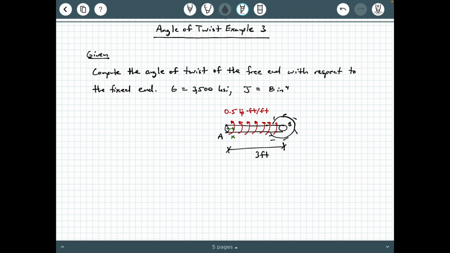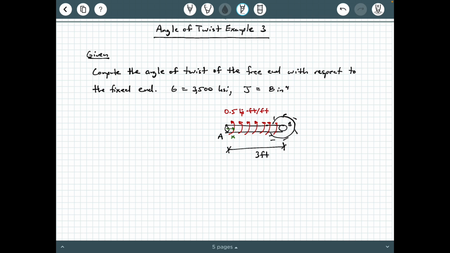In the given information, we're being asked to compute the angle of twist of the free end with respect to the fixed end. We're being told the shear modulus is 3500 ksi, and we're already directly given the polar moment of inertia as 8 inches to the fourth.